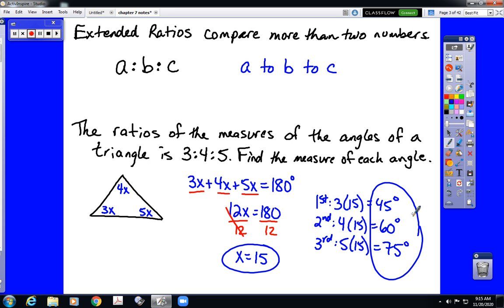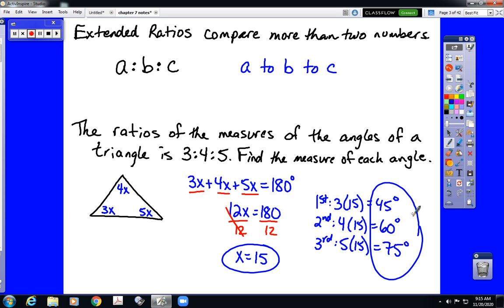We can check those answers by adding them up, 45 plus 60 plus 75, and they should add up to 180 if we didn't make any mistakes, which they do. So our answer to the question is the angles are 45 degrees, 60 degrees, and 75 degrees.